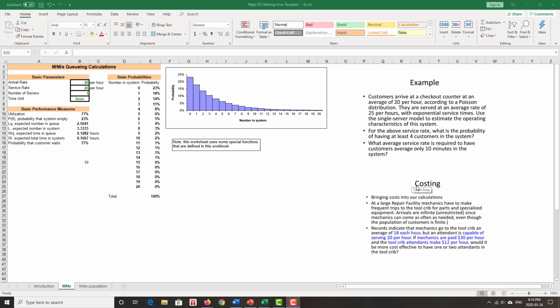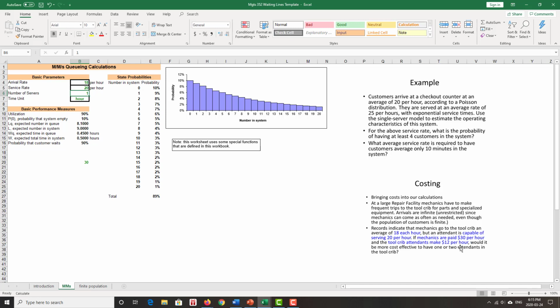Next step in this process, let's bring costs into the calculation. So at a large repair facility, mechanics have to make frequent trips to the tool crib for parts and specialized equipment. Arrivals are infinite. So it means we're on the appropriate worksheet here. And since mechanics can come as often as needed, even though the populations are finite. Okay. Records indicate that mechanics go to the tool crib an average of 18 per hour. Okay. So that's 18 per hour. Yes, sir. They're arriving. Attendant is capable of serving 20 per hour. Okay. An attendant. Okay. So 20 per hour is our service rate. An attendant means our number of servers is indeed one.